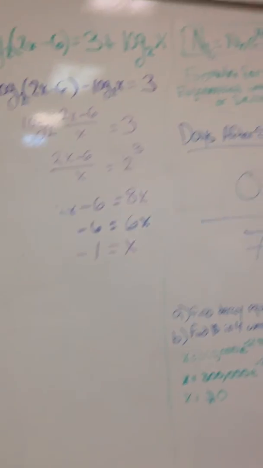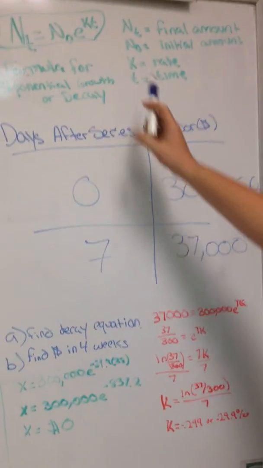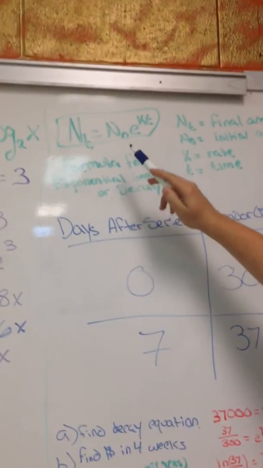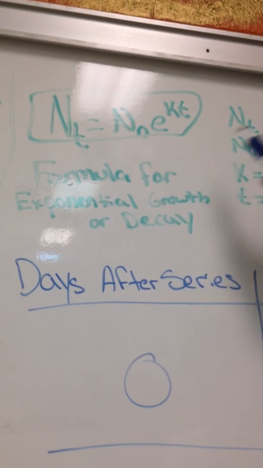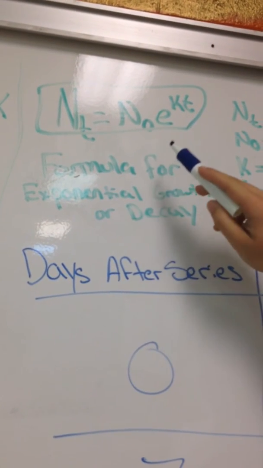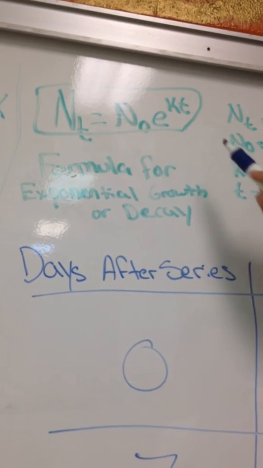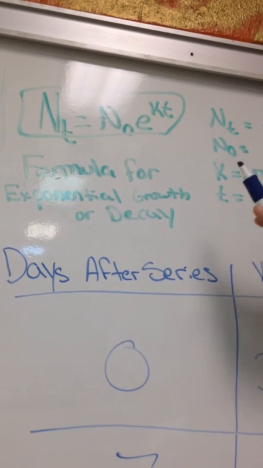And then here we're going to move on to a final equation. This is the formula for exponential growth and decay. It is N(t) equals N0 times e to the kt. So N(t) is the final amount, N0 is the initial amount, k is the rate, and t is the time.